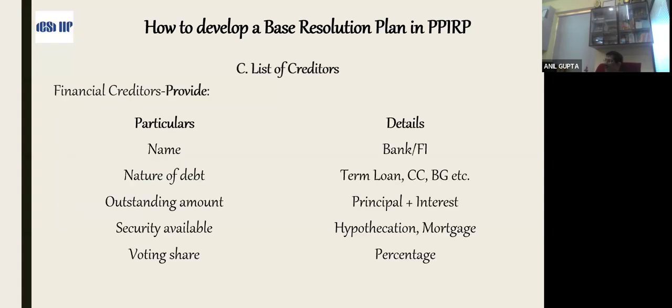Next one is a list of creditors. How many loans has the company taken from various financial creditors or operational creditors? For financial creditors, provide the name, whether bank or other, the nature of debt, whether term loan or cash credit or working capital or bank guarantee, the outstanding amount, how much principal and how much interest, and the security available, hypothecation or mortgage, etc. Voting share: whether there is only one financial creditor or two, based on their outstanding amounts, the voting percentage will be determined.